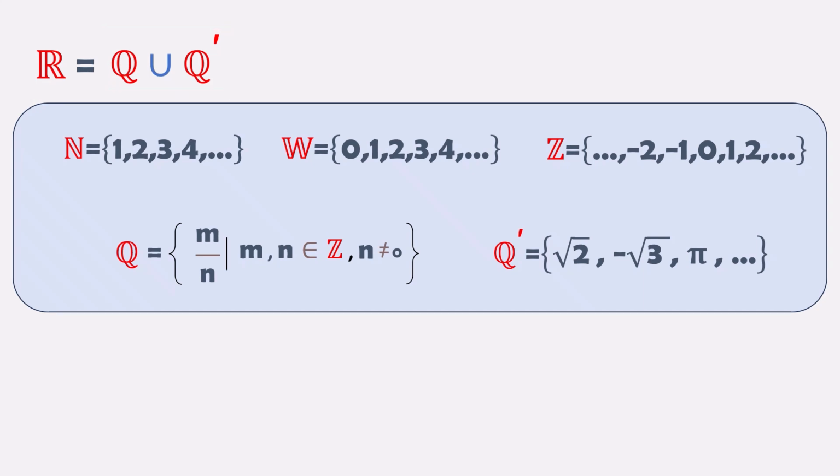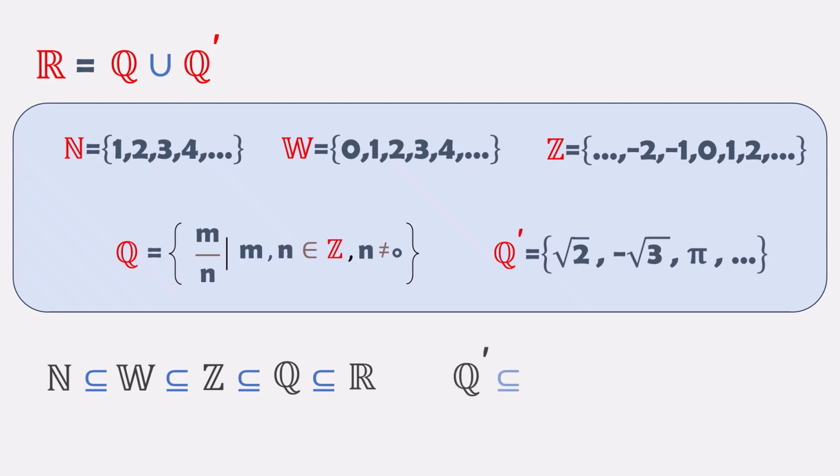As we move from natural numbers to real numbers, each set is a subset of the next. For example, the set of natural numbers is a subset of the set of whole numbers, and that is a subset of the set of integers. And the set of integers is a subset of the rational numbers, and that is a subset of the real numbers. And also, the set of irrational numbers is a subset of the real numbers. This chain shows how each number system builds on the previous one. Rational and irrational numbers have no elements in common. Their intersection is empty. This means a number cannot be both rational and irrational at the same time.